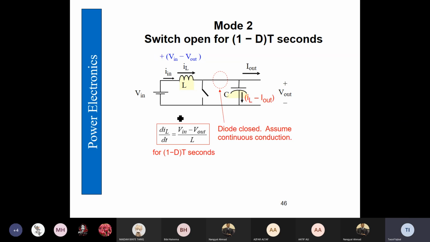Similarly, in the second mode, we are going to open the switch. Now the switch is in off mode, and we are applying T off of time for the switch, and therefore again we can find L di by dt, and the slope di by dt in this case becomes V in minus V out. How does the diode become forward biased, provided this side is high and this side is low?